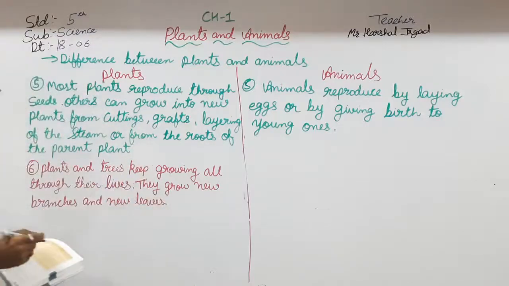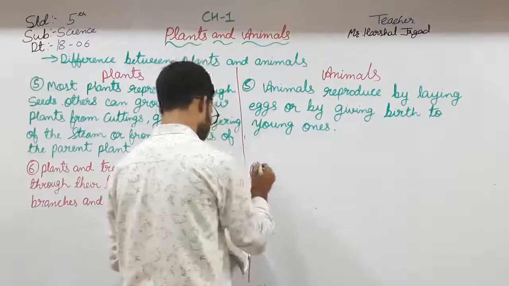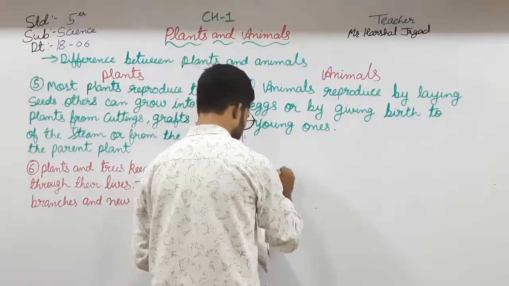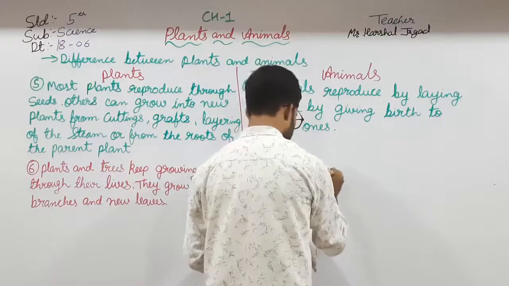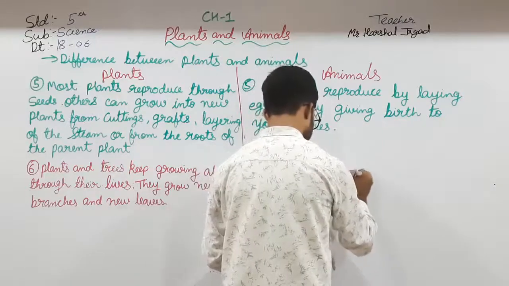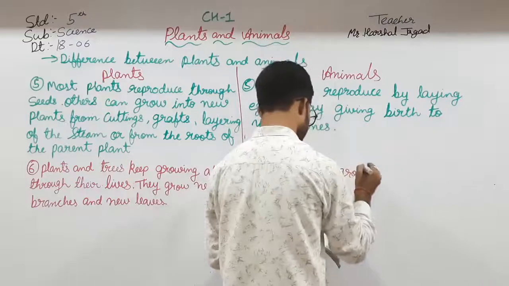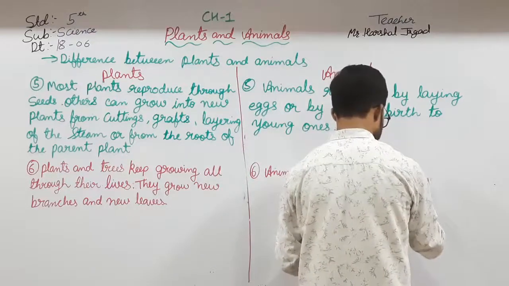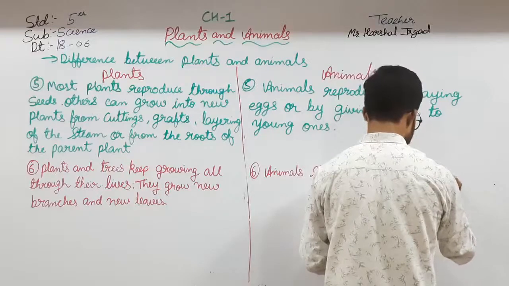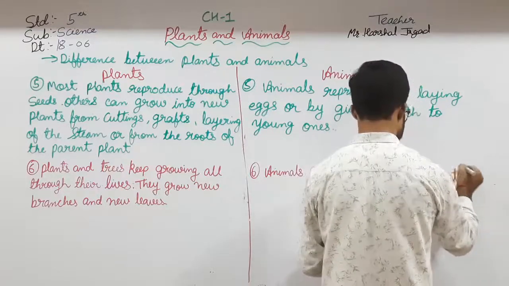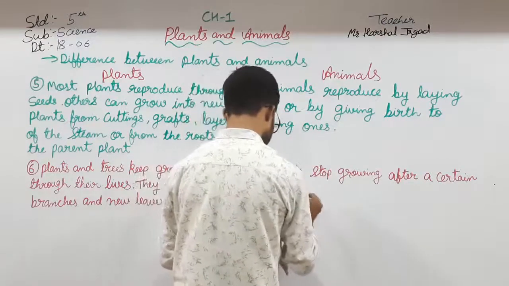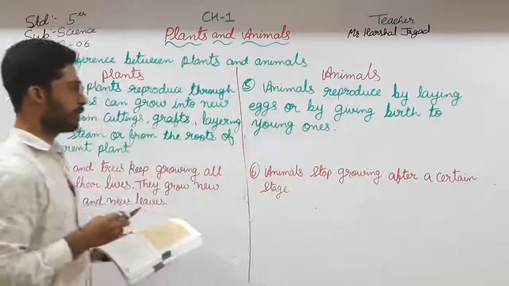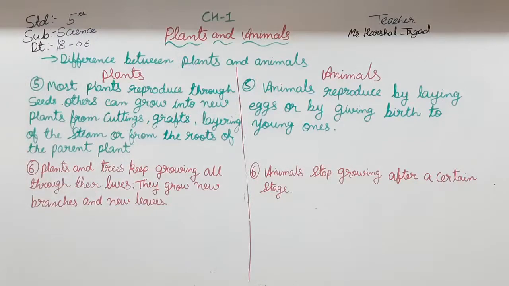Okay, and here in the animals, sixth point, that is, animals stop growing after a certain stage. Okay, animals stop growing after a certain stage. So here let us see these two points.